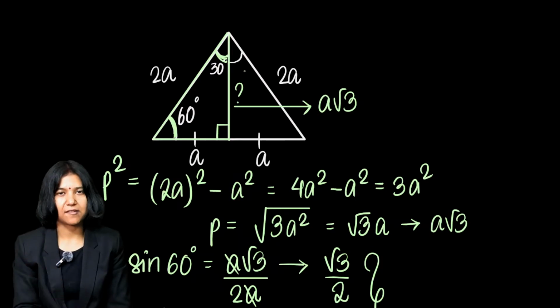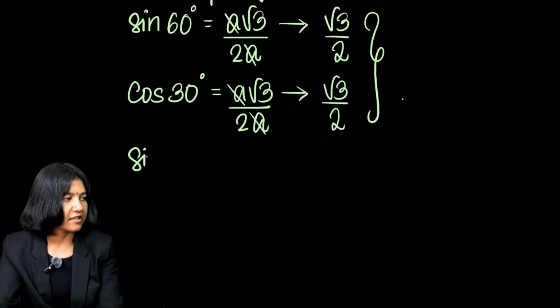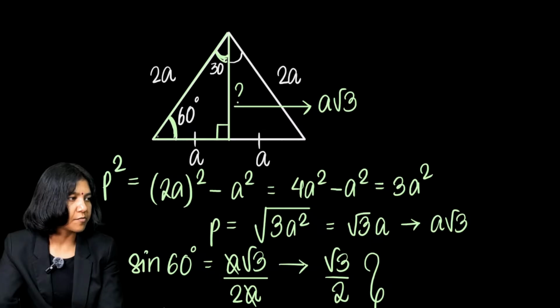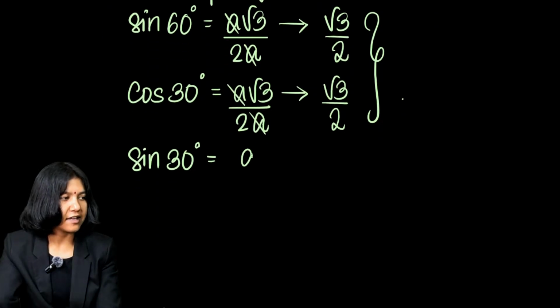Now similarly, if you were to find sine 30, then with respect to the angle of 30 degrees, the opposite would be this mini side, a, and the hypotenuse is simply double. So that is the reason why a upon 2a gives you half.